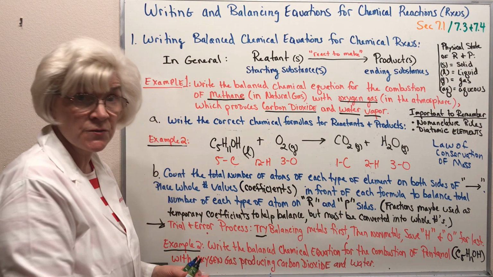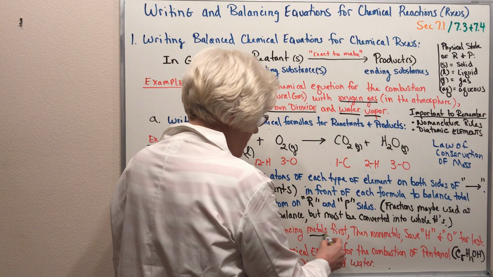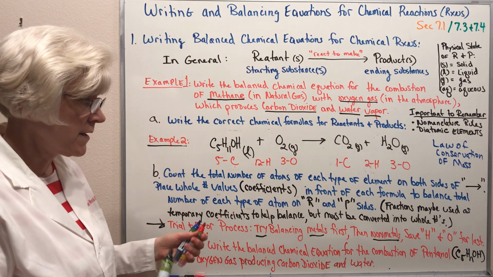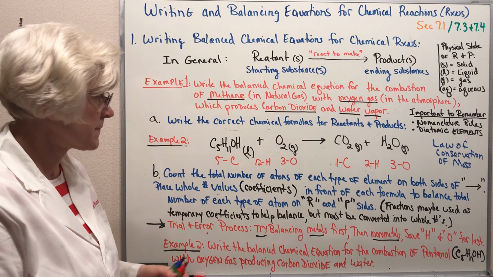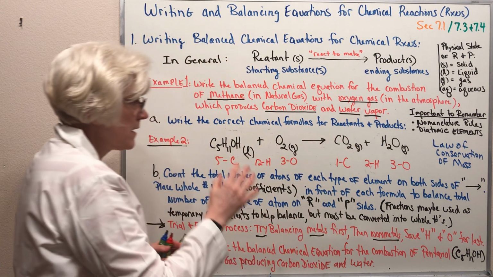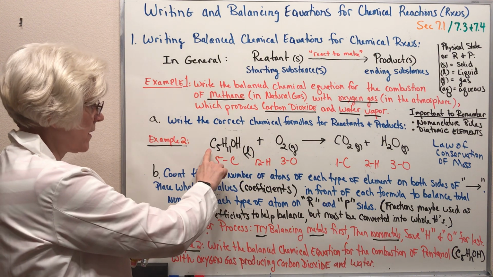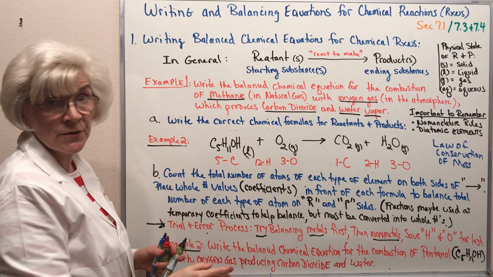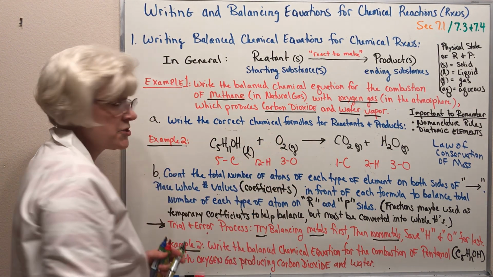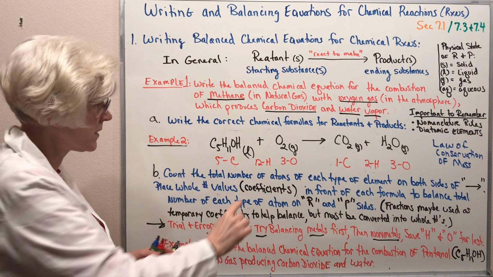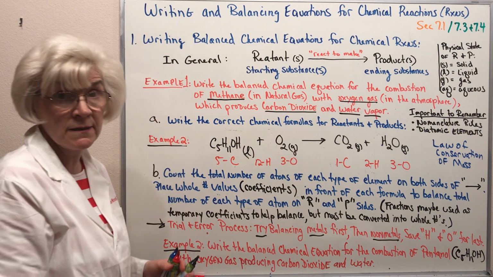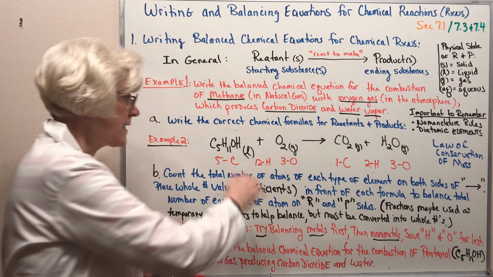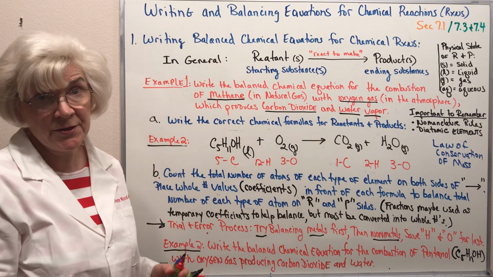Try balancing metals first. So metals first, then non-metals, and save hydrogen and oxygen for the last elements to try to balance. So I don't see any metals in this chemical equation, so I'm going to jump in and start with carbon, save hydrogen and oxygen for last, and I'm going to save oxygen for the very last in this example because I see it by itself as an element, so any coefficient I put in front of the formula for oxygen is not going to alter the count for any other element.